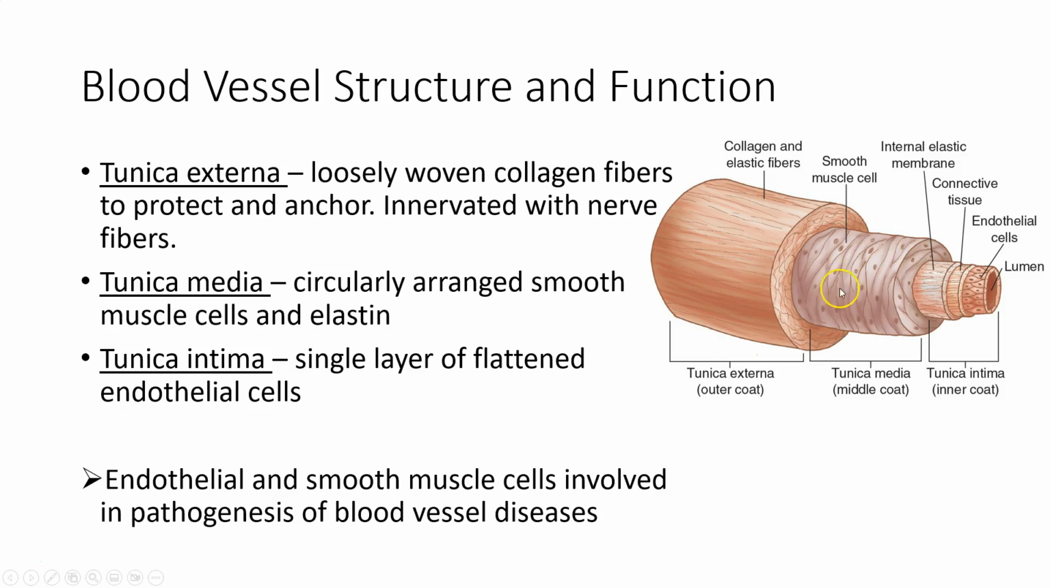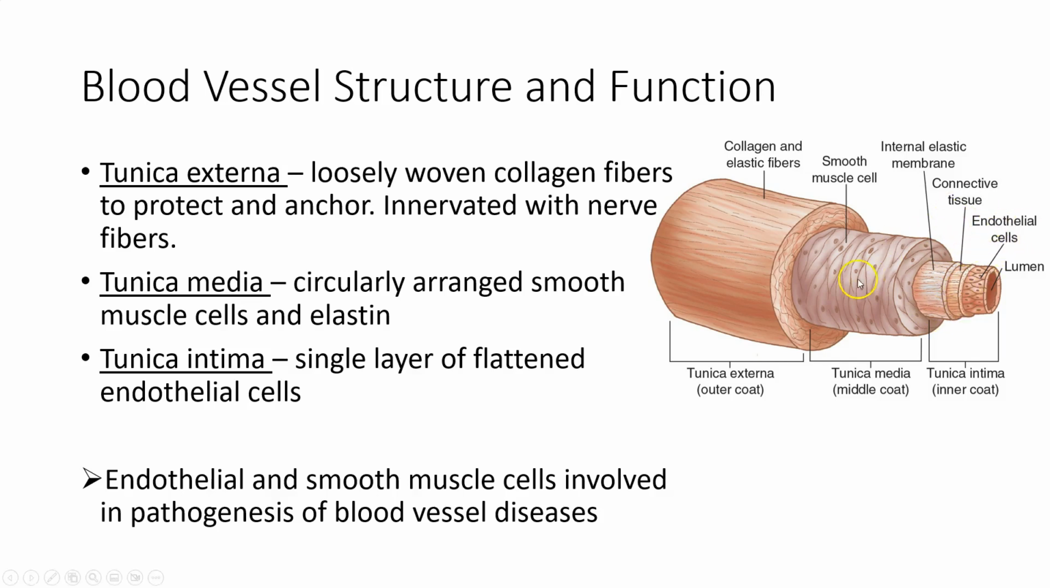In the middle, we have the muscular layer, which is called the tunica media. Here you can see smooth muscle cells that are circularly arranged, connected with elastin to allow for movement of the blood vessels when we vasoconstrict or vasodilate. And the inner layer is the tunica intima, and it is made up of a single layer of flattened endothelial cells. This is the smooth lining of our blood vessels. It's held together by connective tissue and an internal elastic membrane.